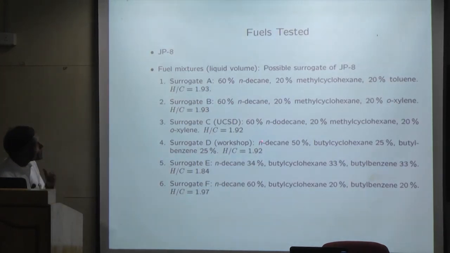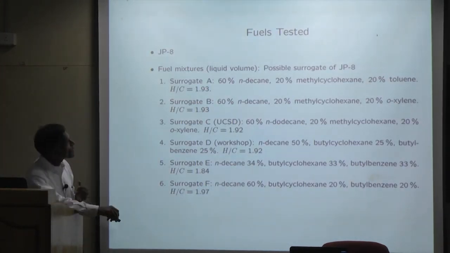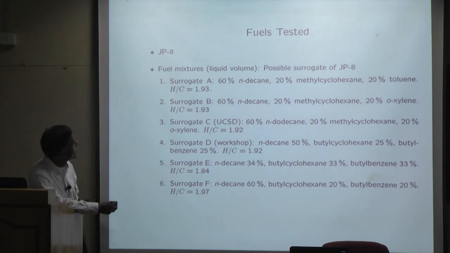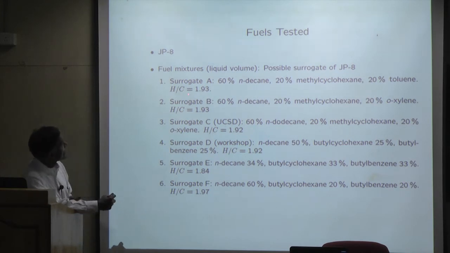Now, before we did the work, we tested many surrogates, and here are the various surrogates that we tested. Again, this is for JP8, and they're looking at ignition. These are all different compositions. Surrogate A: decane, methyl cyclohexane. Surrogate B is this. But this is another one that we tested, which we call UCSD: 60% decane, 20% methyl cyclohexane, and 20% O-xylene.